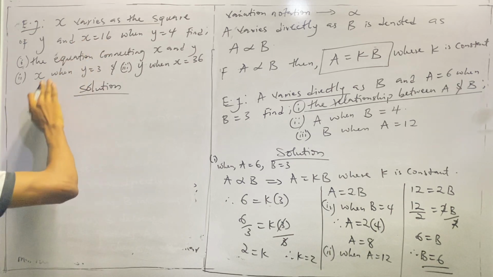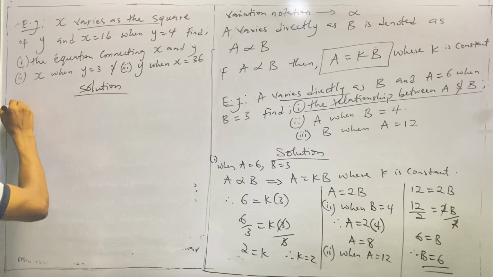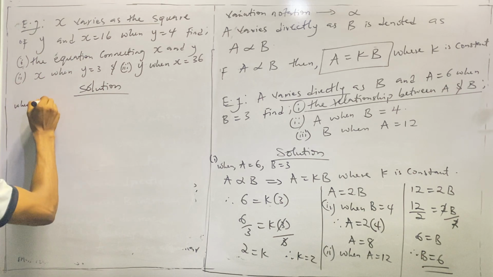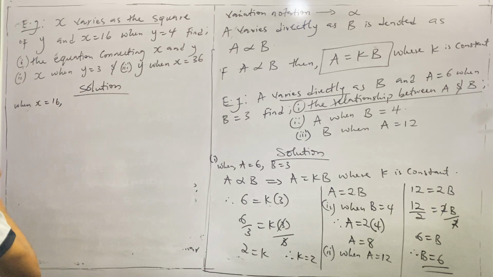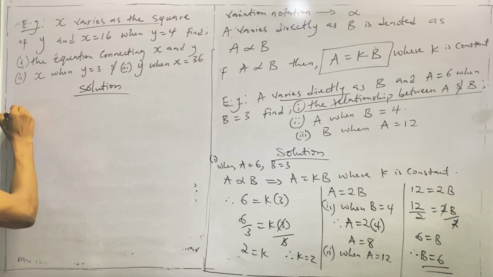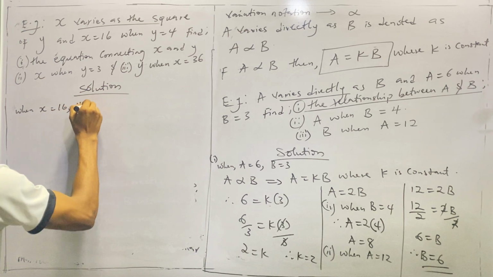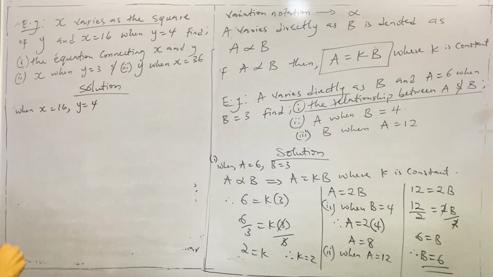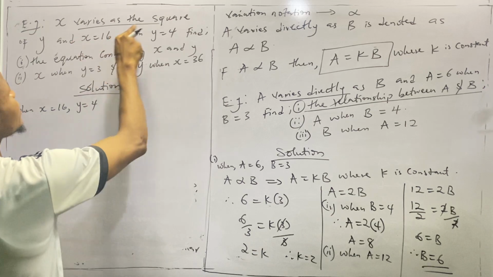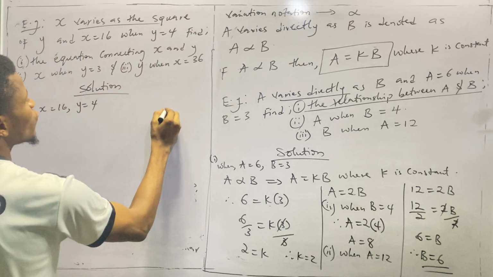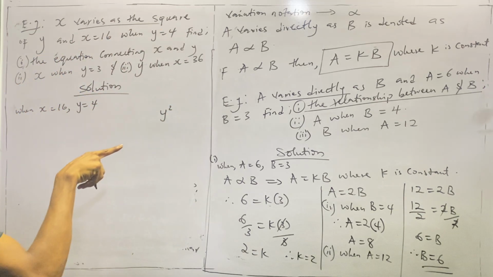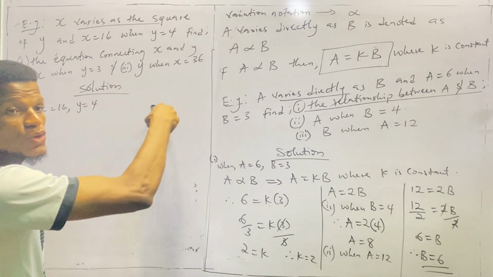Okay, let's write the parameter first. When x is 16, y is 4. Now the question says that x varies as the square of y. What is square of y? y squared. This is square of y, alright? This is y squared, which is square of y.